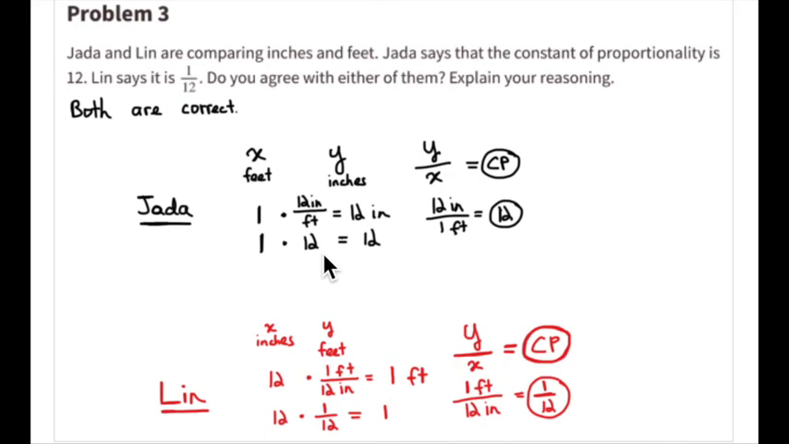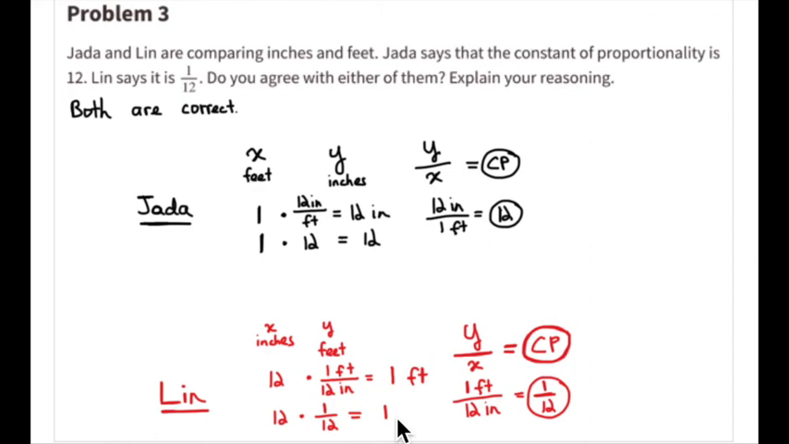You multiply by 12. On the other hand, Lynn says, I want to go from inches to feet, because she's going to divide by 12. So once again, remember that the number of feet is going to be 1/12 the number of inches. So 12 times 1/12 is 1 foot. If you have 12 inches times 1/12, the constant of proportionality, that equals 1 foot. So the constant of proportionality is 1 divided by 12, which is 1/12. So if you have 12 inches times 1/12, that is equal to 1 foot.